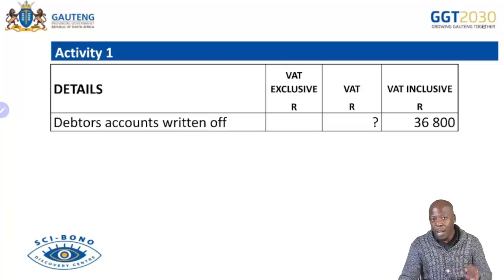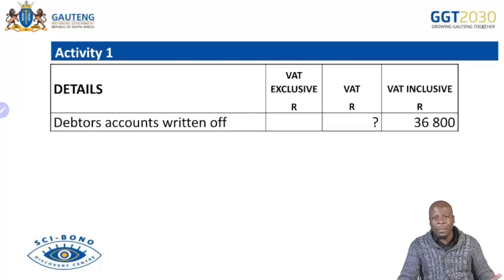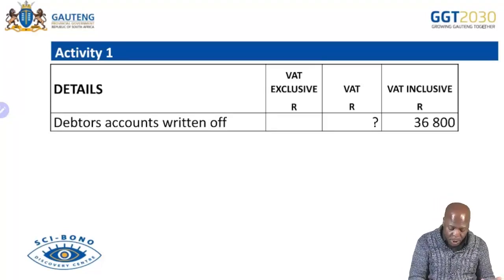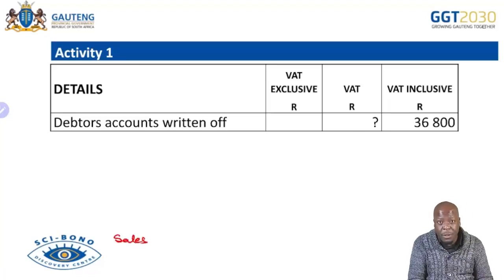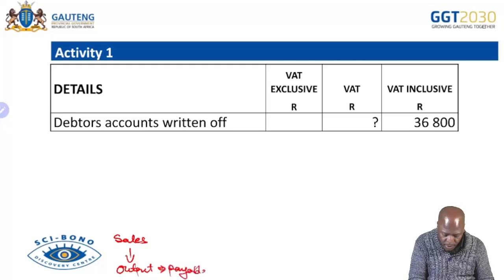I'm going to take you through a quick journey. How do debtors come about, and then we write them off? First, it has to come from a sale transaction. So first is sales. I'm going to do as we did earlier on. The first thing is there is sales, and sales means output. We have an understanding that once it's output, it is payable to SARS.